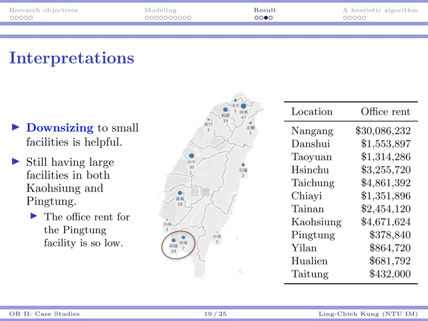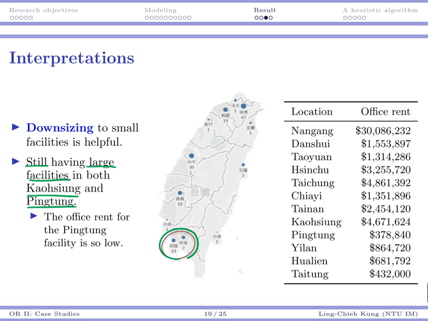We also have some interesting interpretations. First, we do see that downsizing to small facilities is helpful, at least for 5 facilities. So probably that's because 20 years ago, office rent was not so high, but today it's too high. So probably we should not have so many huge facilities. Instead, we should have some small facilities around Taiwan. And also, it's still nice to have large facilities in both Kaohsiung and Pingdong.